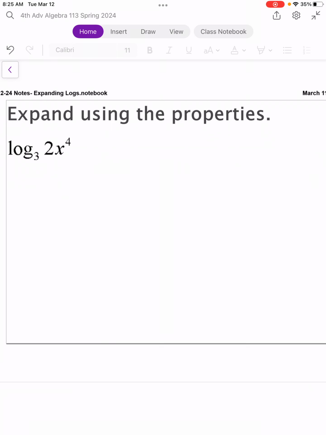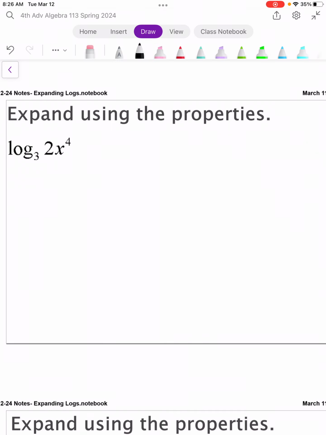The log base 3 of 2x to the 4th. So I have two things here. I have 2, and I also have x to the 4th. So I'm going to end up with 2 logs. Okay? So I'm going to have the log base 3 of 2, and then x to the fourth is in the numerator, so plus log base 3 of x to the fourth.